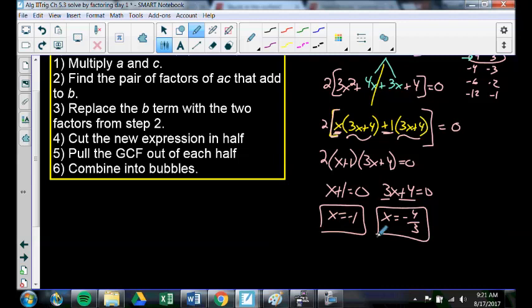I could plug these back in for x to check them. They're going to come out to 0. I've checked my work. It's factored, it's solved, it's beautiful.